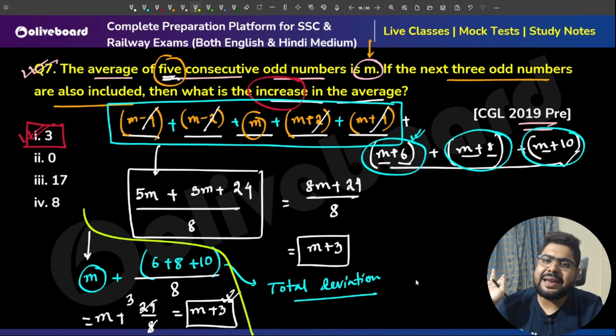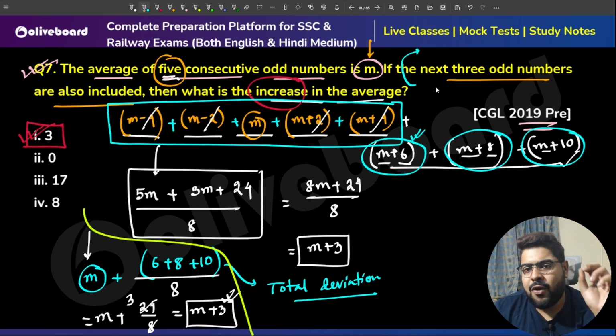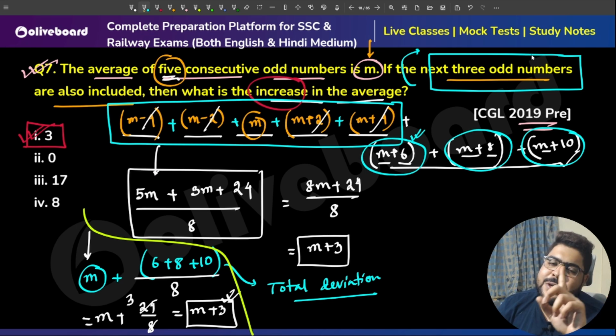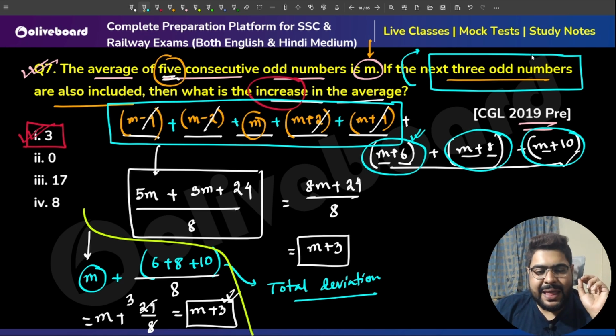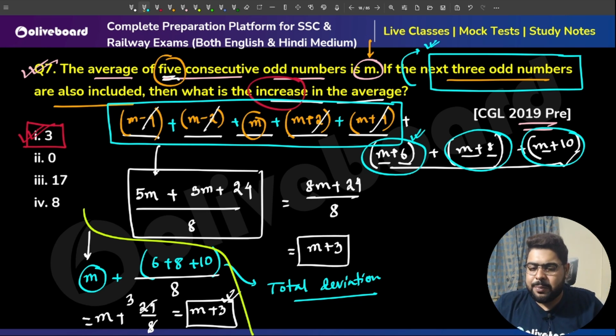Again, is this absolutely clear? Now, another shortcut, just remember this as a form of theory. Whatever number of numbers you are adding, the average will always increase by that much. If you are adding 3 numbers, it will increase by 3. If you are adding 5 numbers, it will increase by 5. If you are adding 15 numbers, it will increase by 15. Always remember this. This is a property of average.